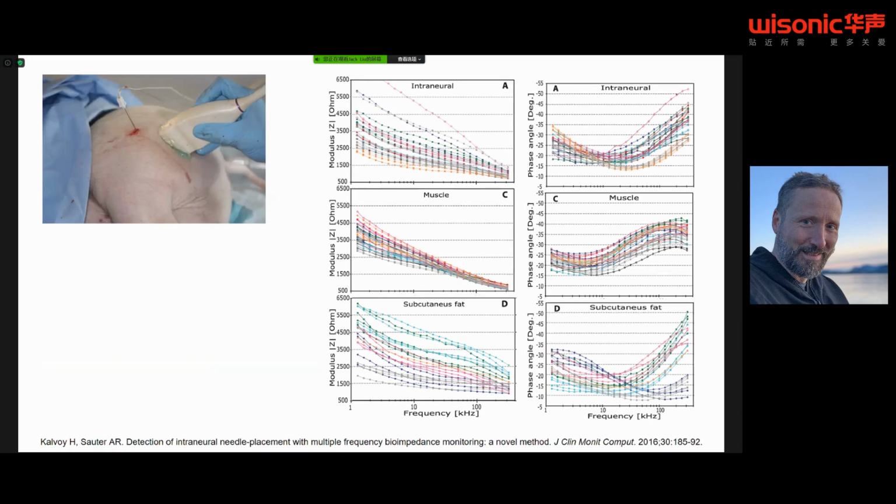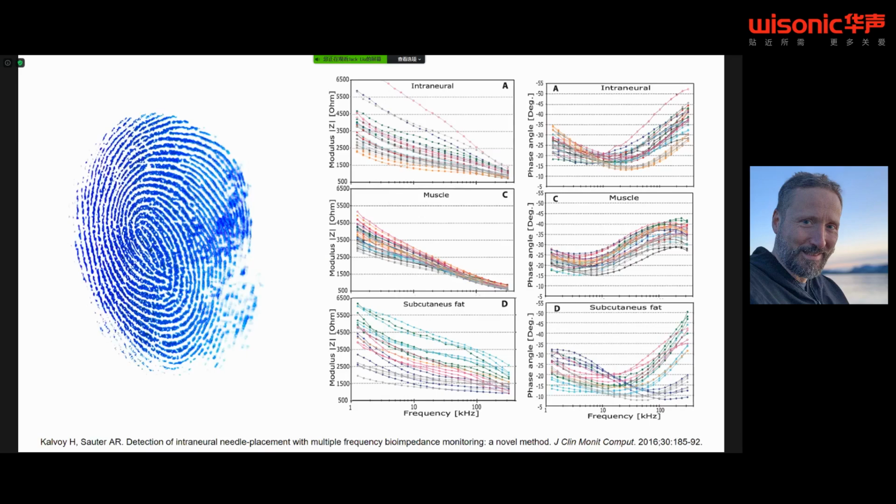300 kilohertz. And what you can see, that there are differences in the magnitude, but there are also differences in the curve shapes. And you can see this especially on the right-hand side with the phase angle. So when we tried to use our measurements to identify tissue types, we were not so interested in the change in the absolute values, rather in the change of the curve shape. And by analyzing the frequency-dependent curve shapes of the modulus and the phase angle, we tried to build an algorithm that could help us to identify the tissue types. So we used the specific curve shapes as a kind of fingerprint for intraneural, muscular, or subcutaneous fat needle positions.